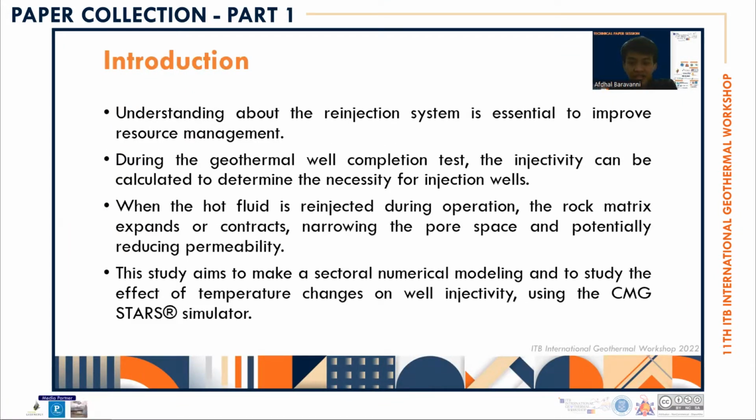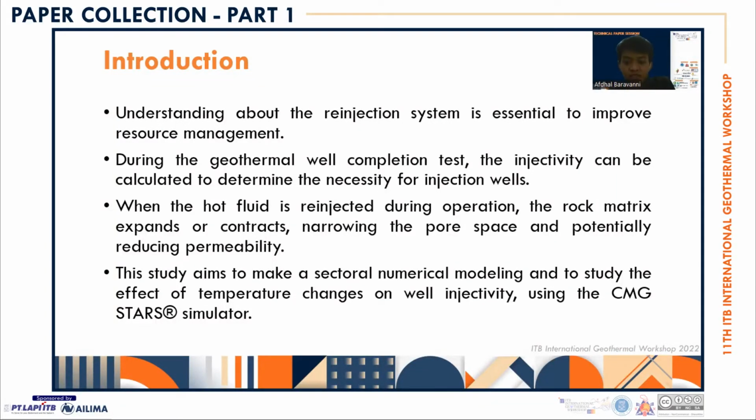First, reinjection is one of the most critical aspects of geothermal management. So, understanding the reinjection system is essential to improve resource management. During the geothermal well completion test, the injectivity can be calculated to determine the necessity for an injection well.